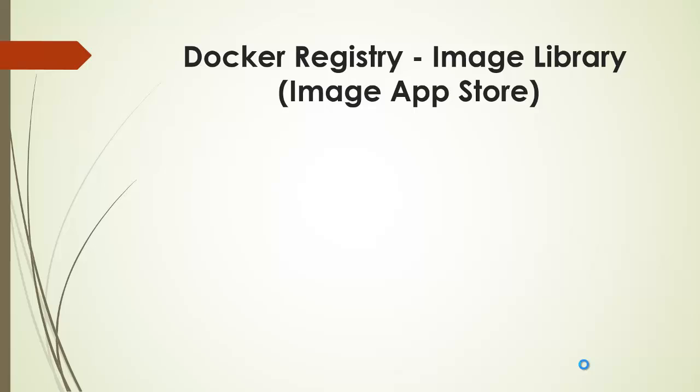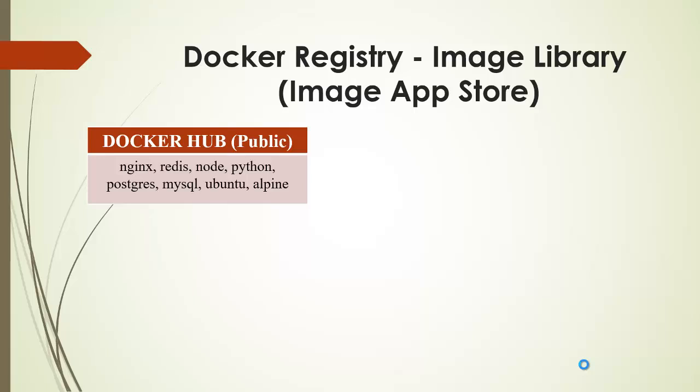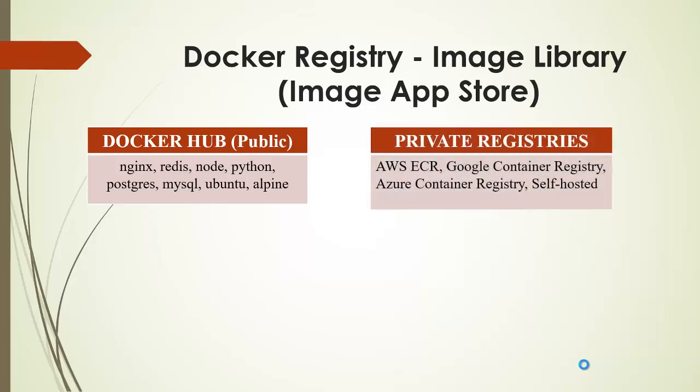And what is a Docker registry? It's an image library, image storage like Docker Hub. There we can have the latest or old versions of nginx, Redis, Node, Python, Postgres, MySQL, Ubuntu, Alpine. There are also private registries like AWS ECR, Google Container Registry, Azure Container Registry, and self-hosted.